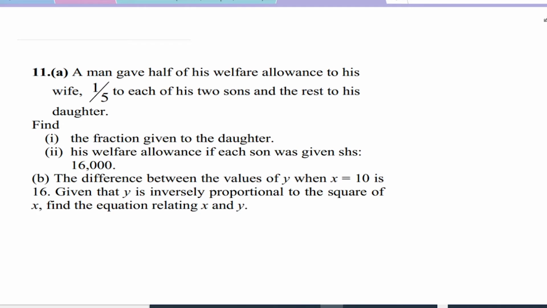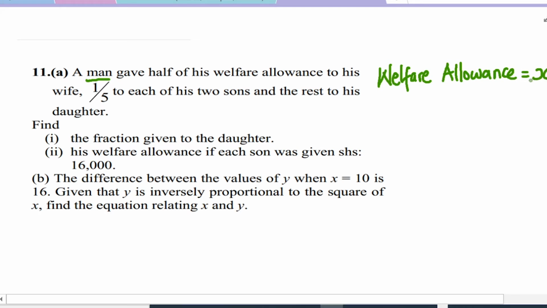We have part A here. We have a man, right there. The question says that a man gave half of his welfare allowance to his wife. So let's talk about summarizing this question. We have this man, half of his welfare allowance, he gave it to his wife. So let's say his welfare allowance is equal to X.